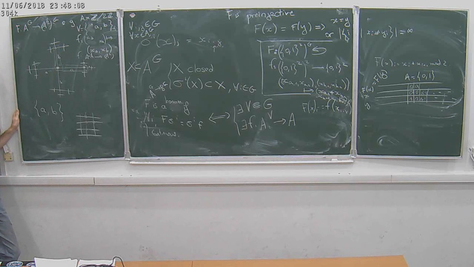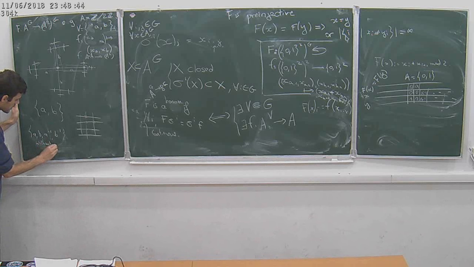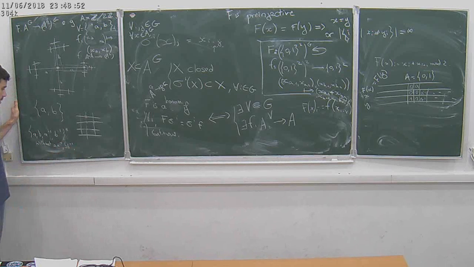How does it grow? Here it grows exponentially, because if I just look at half of it, just this part, it's exactly the number of words on this alphabet. And if I look at everything, it's the number of words on the alphabet A, B, A-1, B-1 which do not contain something that can be erased directly, like A A-1. It's a reduced word. So the number is at least 2 to the n.